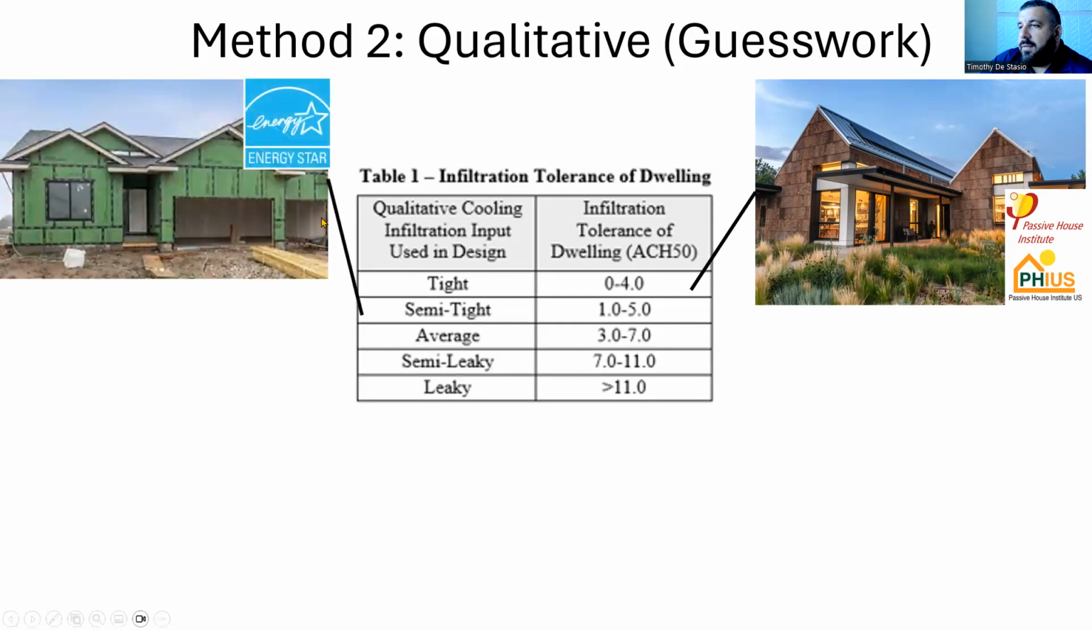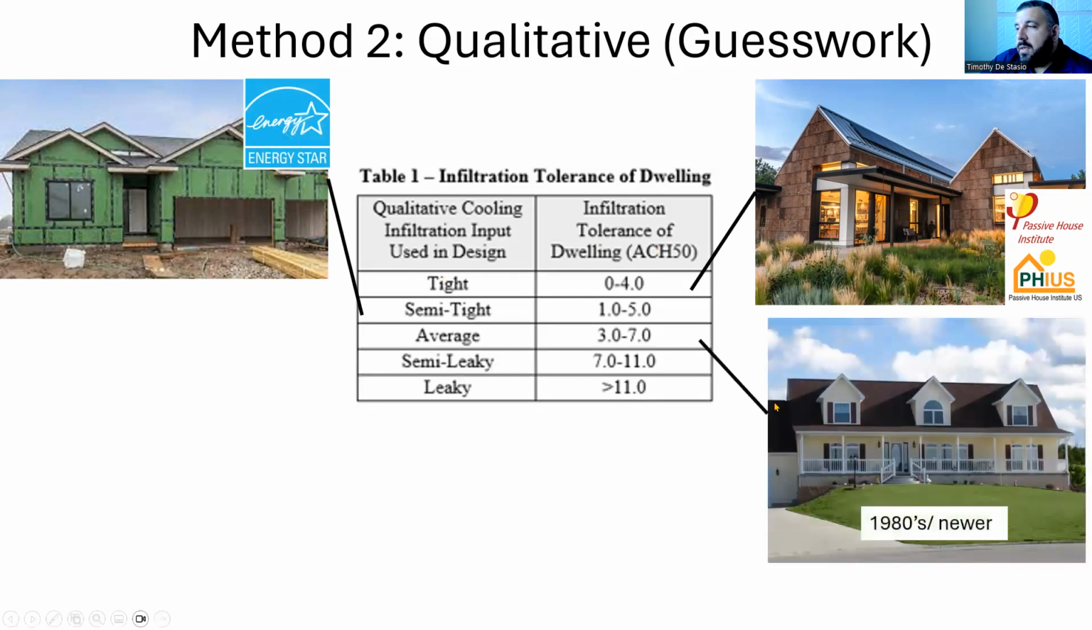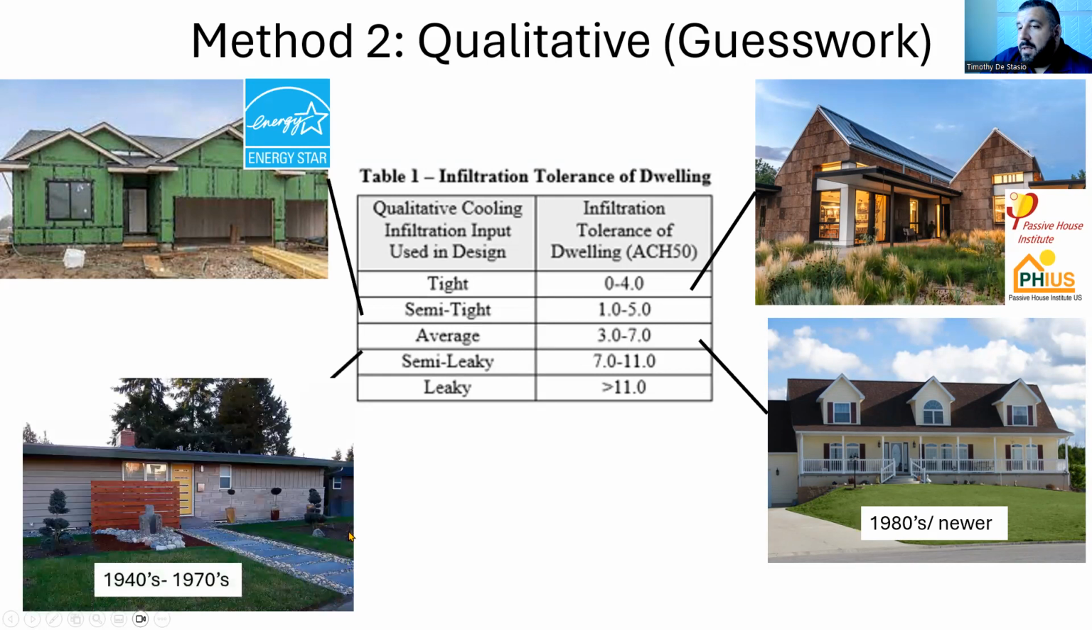Even semi-tight, something like an Energy Star house, you still don't want to use that unless you have a blower door to prove it. An average house is something maybe that you don't have a blower door number on, but you know that it's somewhere in the 80s or nineties. They usually fall within this range, but there are a lot of exceptions here. You could have a house from the 80s that's pretty tight. You could have a house that was built last week that can be really, really loose. So again, we're just making assumptions at this point.